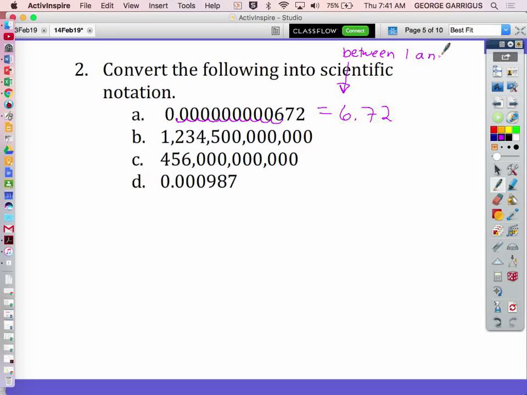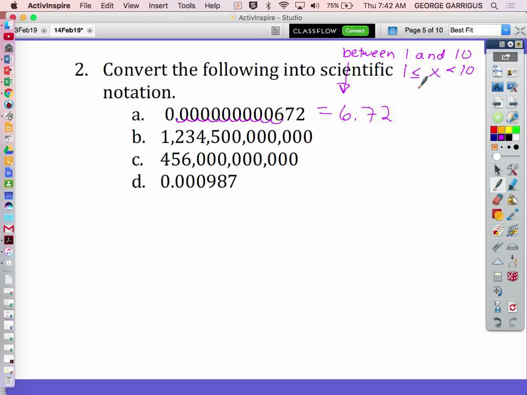1 and 10. Or another way to write it is x is going to be greater than or equal to 1, and less than 10. Now, it can't equal 10, but it can equal 1. So we're going to put a little equal sign there.